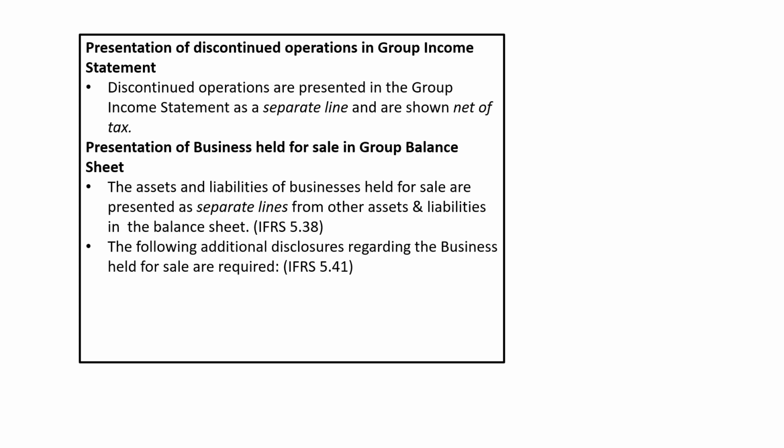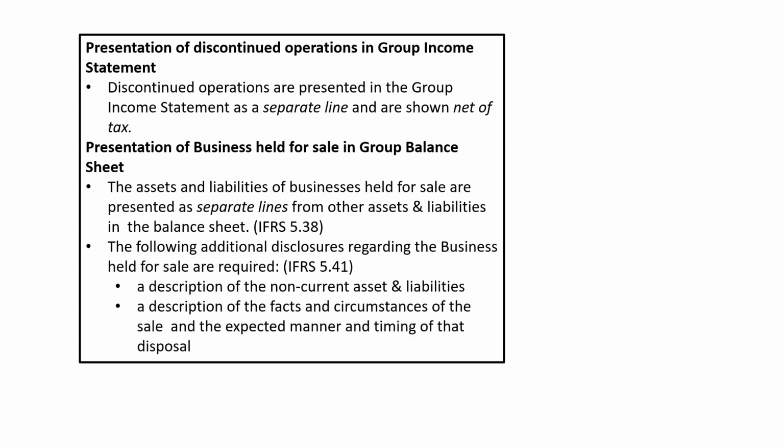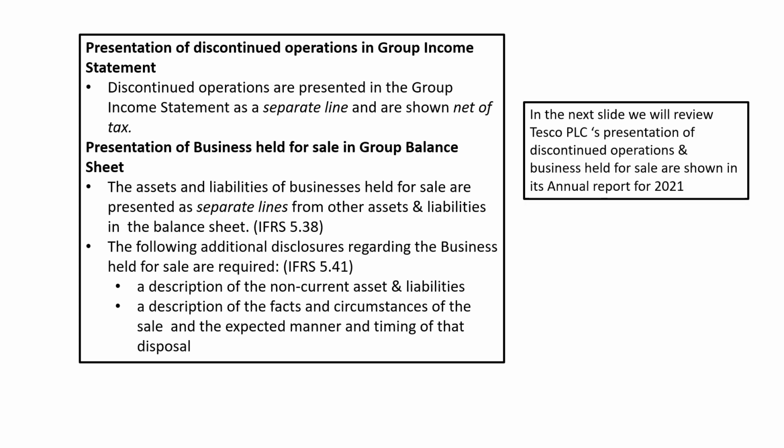The following additional disclosures regarding the business held for sale are required: a description of the non-current assets and liabilities of the business held for sale, a description of the facts and circumstances of the sale and the expected manner and timing of that disposal. In the next slide, we will review how Tesco plc's presentation of discontinued operation and business held for sale in its annual report of 2021.